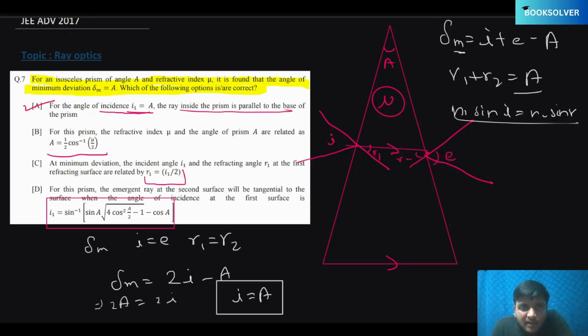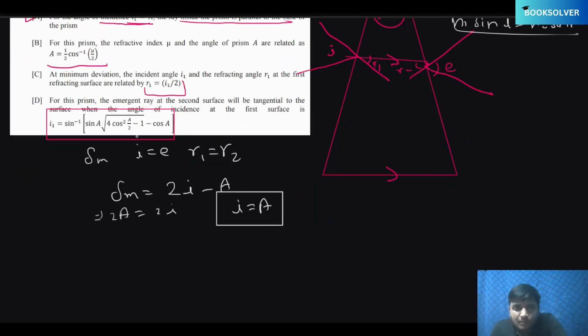Now we have to find the relation between the prism angle and the refractive index. We can find this using Snell's law. Before this, we have to find one relation between R1 and A. I have told you R1 plus R2 is equal to A here. As I equals E, R1 is also equal to R2. So we can write 2 times R1 is equal to A, that is R1 is equal to A by 2.